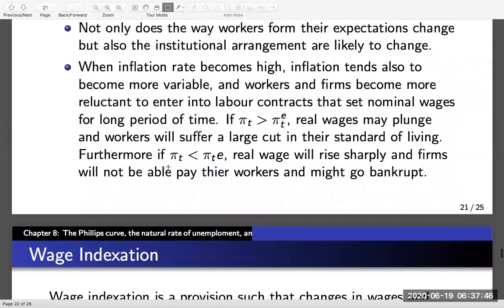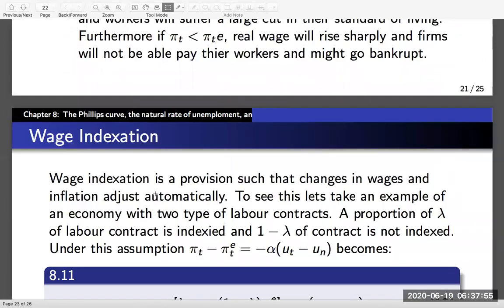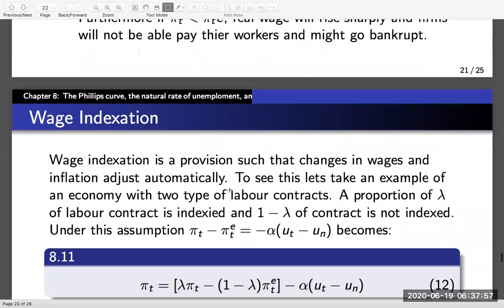So what do firms and workers decide? They decide to index wages. What is wage indexation? Wage indexation is a provision such that wages and inflation adjust automatically. We want to find a way that we are not going to become victims of fluctuations in wages.